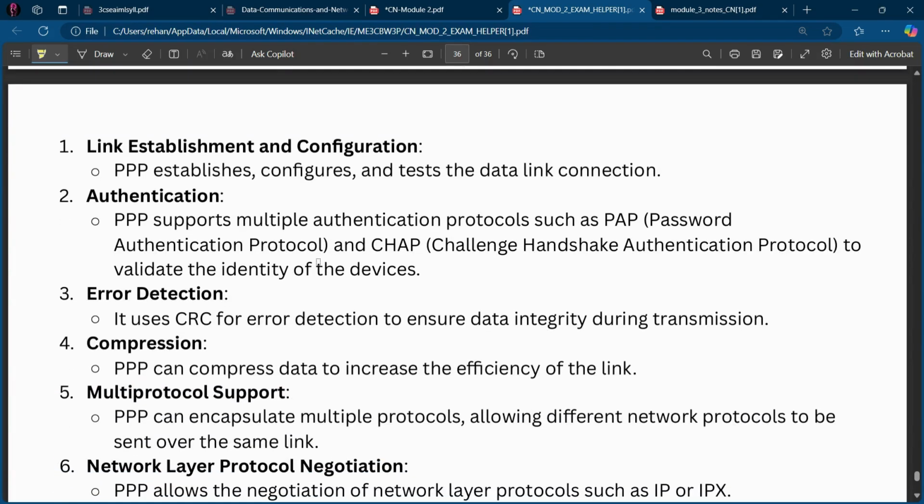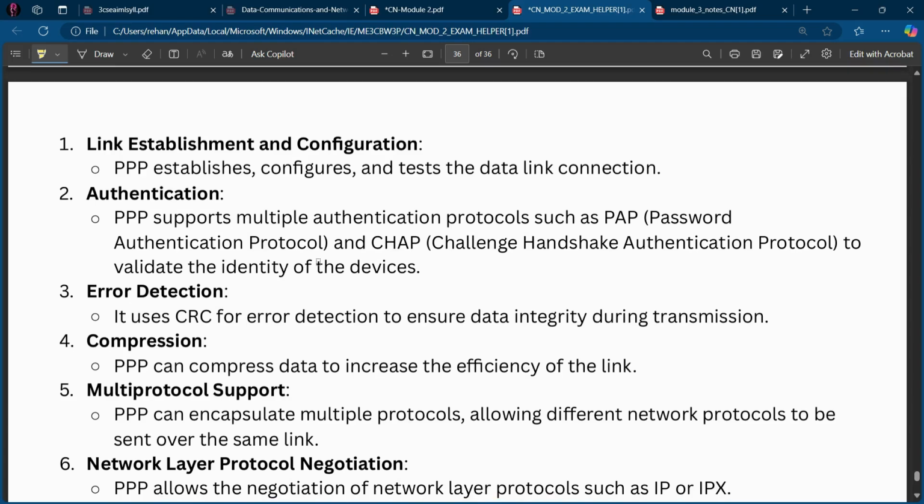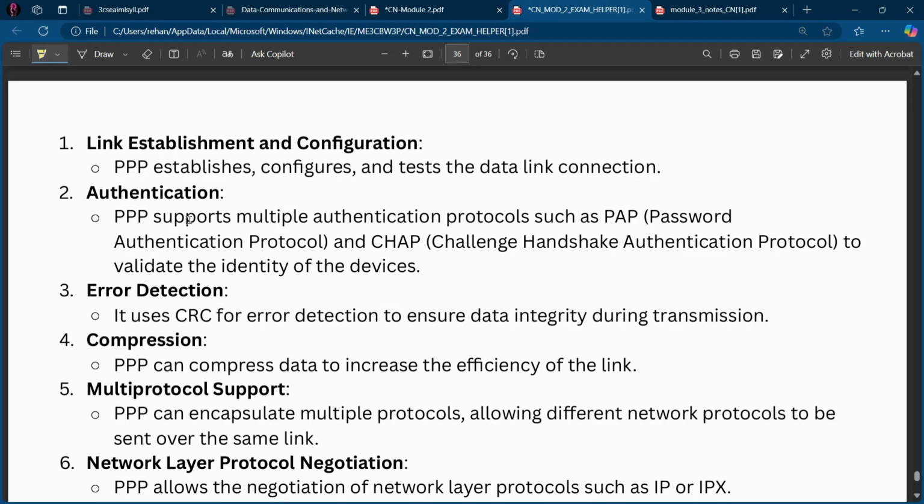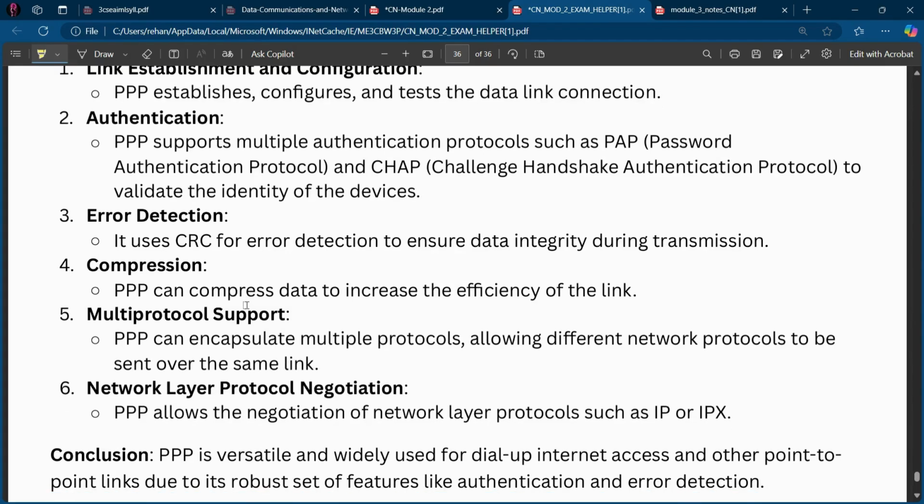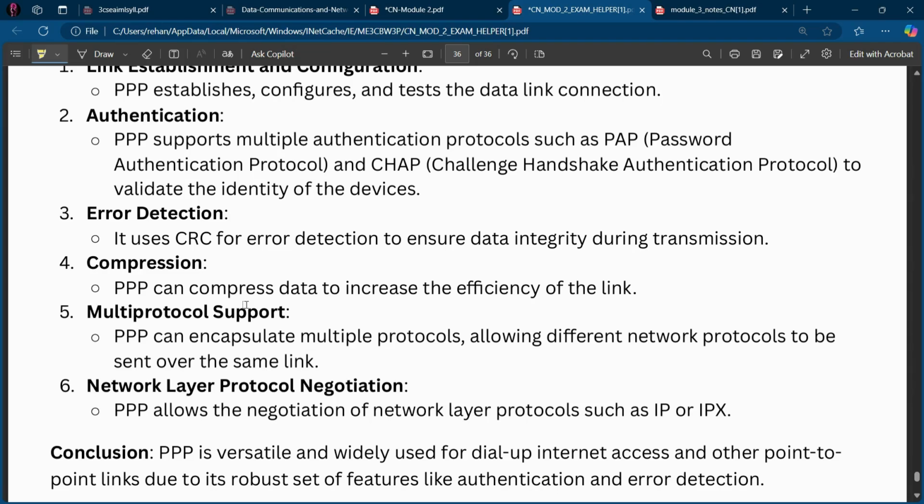Link establishment and configuration: PPP establishes, configures, and tests the data link connection. It supports multiple authentication protocols such as PAP, Password Authentication Protocol, and CHAP, Challenge Handshake Authentication Protocol. Error detection: it uses CRC for error detection to ensure data integrity during transmission. Compression: we compress data to increase the efficiency of the link. Multi-protocol support: we can encapsulate protocols, allowing different network protocols to be sent over the same link.